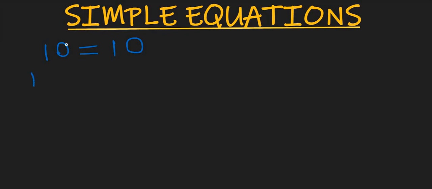Now let's make a small change. 10 plus variable x equals 12. On the left hand side, we can see 10 and x. So we can clearly see 10 plus 2 should equal 12. Therefore, the value of x is 2. Now these kinds of expressions are known as simple equations or linear equations.